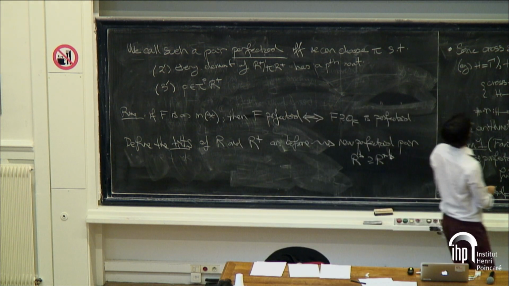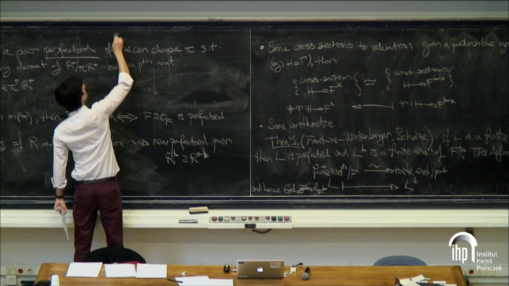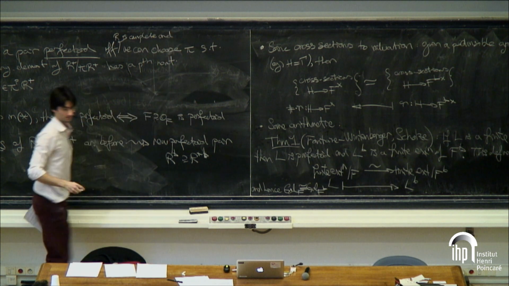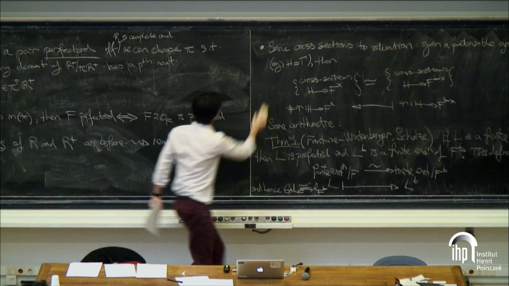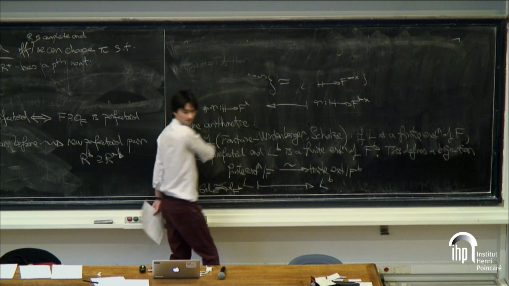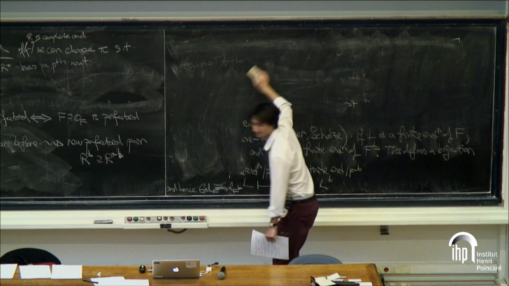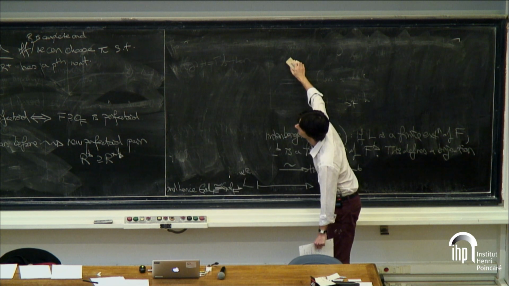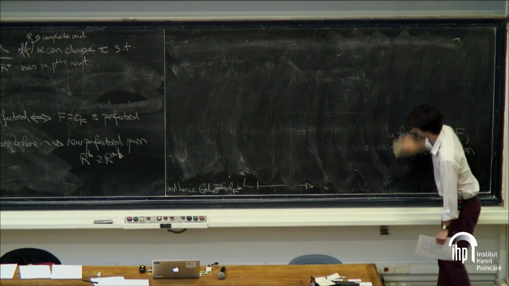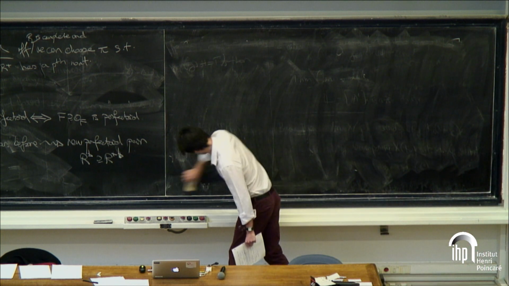I need R to be complete, at some point. R is complete. Yes, I could ask that R plus be p-adically complete. That's what it amounts to, yes. But they're topological rings, so I can just ask that they're complete in the general sense, where complete means complete and Hausdorff.